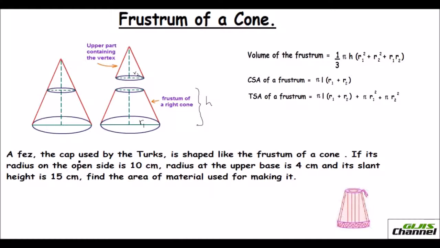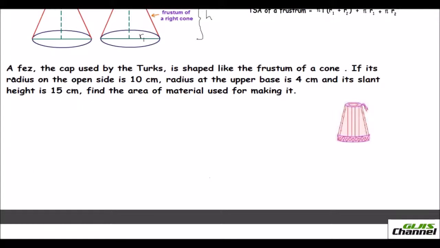Let us see how to work on it. Here's the first question. A fez, the cap used by the Turks, is shaped like a frustum. Here's the cap they use. You have a circular top and at the bottom also it is circular in shape. Its radius on the open side is 10 centimeters, the radius at the upper base is 4 centimeters, and its slant height is 15. Find the area of material used for making it.